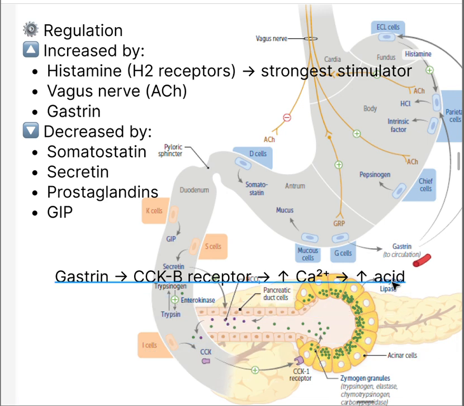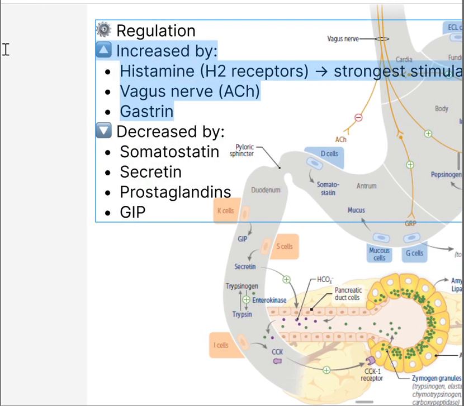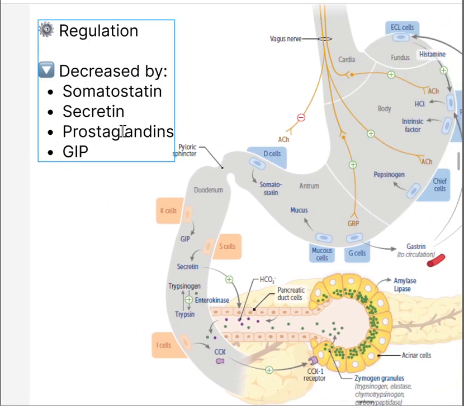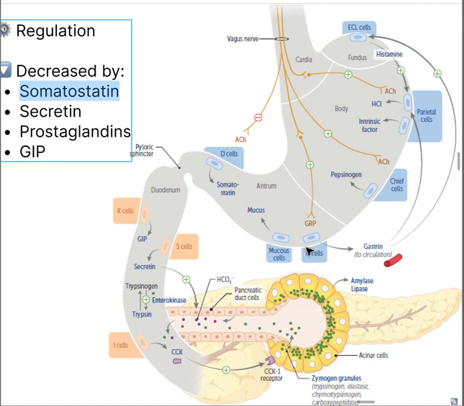Now we're done with the increase. Now let us go through the decrease. Now, the gastric acid is inhibited by somatostatin. Somatostatin is produced by the D cells in the stomach. So look at these D cells.